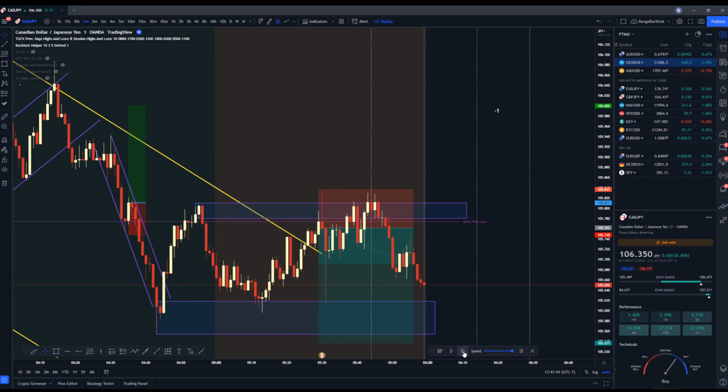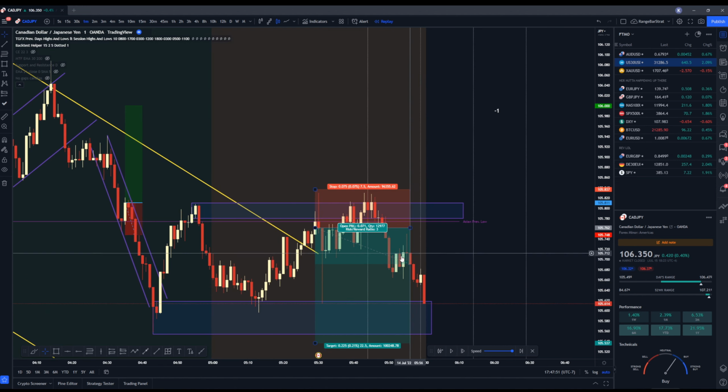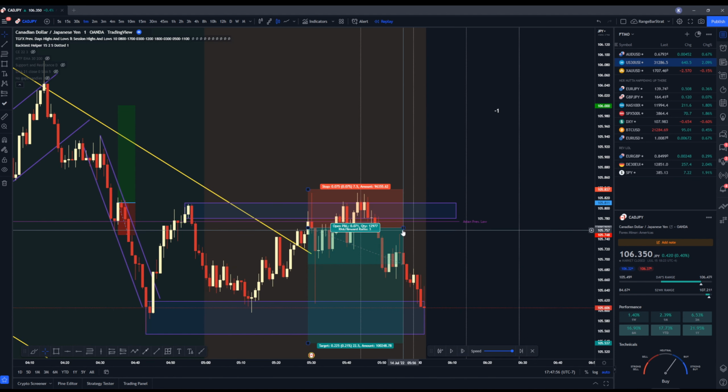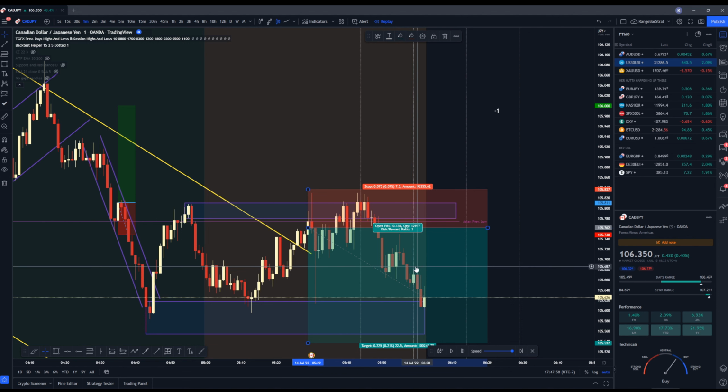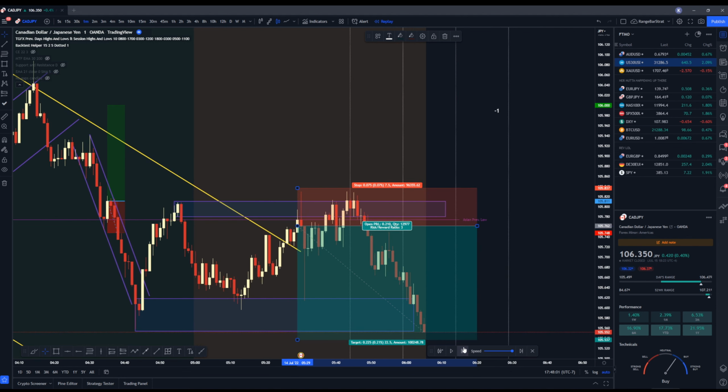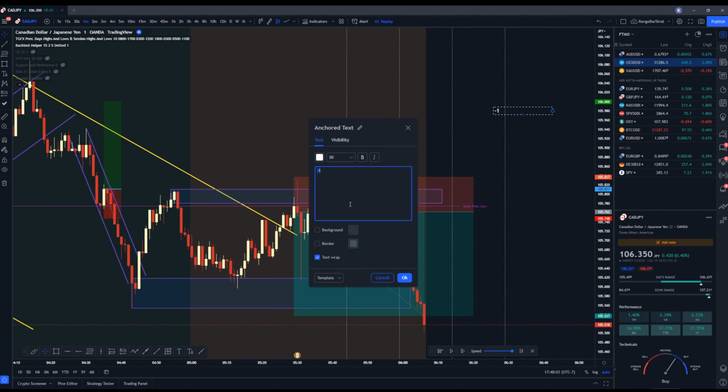Oh, we keep breaking lower. That's good. If we break above this high, I'll move to break even, because I don't want to move above this area of supply here. And we get our positive trade.